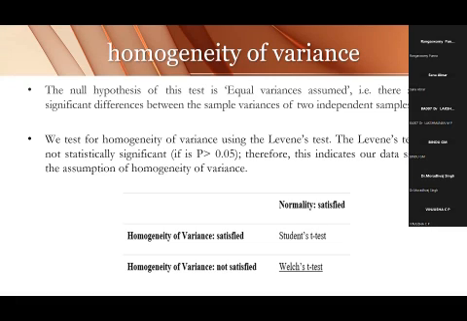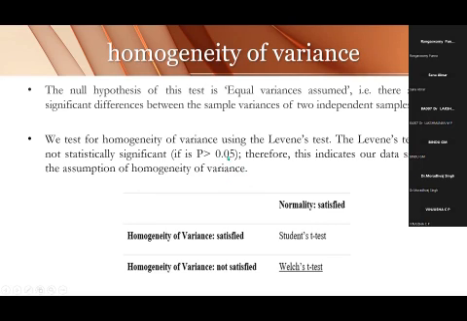Now, when it comes to the homogeneity of the variance, the null hypothesis of this test is equal variance assumed. That is, there are no significant differences between the sample variances of two independent groups. The Levene's test was not statistically significant. If the p-value is greater than 0.05, Levene's test was not statistically significant, means there are no significant differences. Therefore, this indicates that our data satisfy the assumption, means the homogeneity of the variance test value must be greater than 0.05 to ensure that our homogeneity of the variance is assumed.